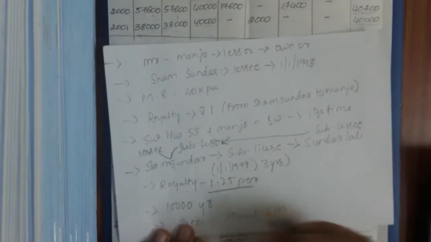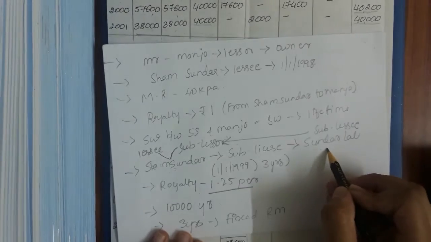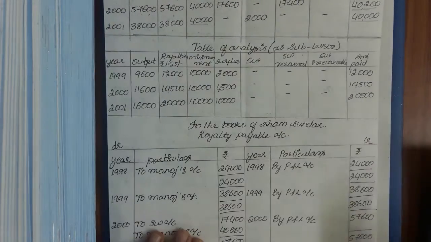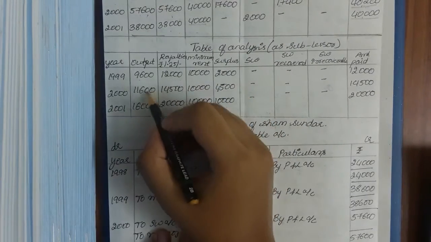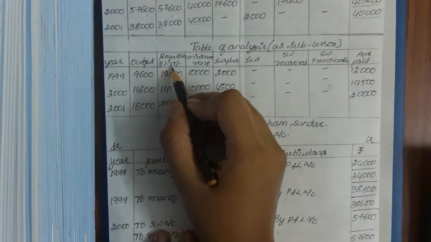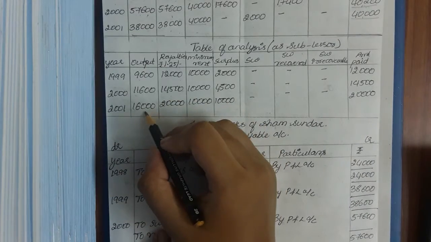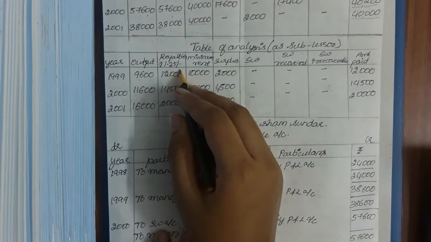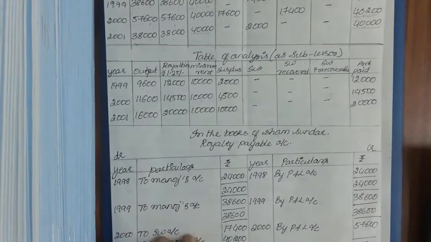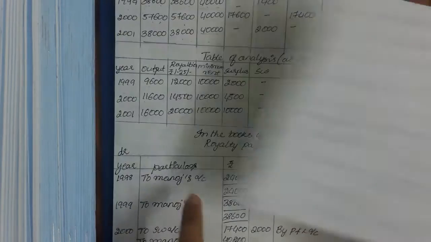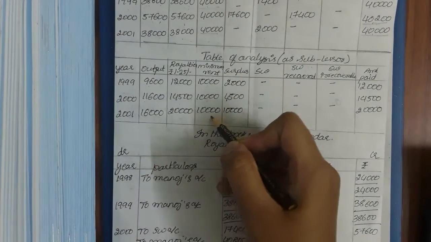Next, what is the royalty between Shyam Sundar and Sundarlal? It is 1.25 per year. So 9,600 into 1.25 is 12,000, 11,600 multiplied by 1.25 is 14,500, 16,000 multiplied by 1.25 is 20,000. Done. Understood with royalty. Minimum rent. What is the minimum rent between Shyam Sundar and Sundarlal? 10,000 per annum. So 10,000 is the minimum rent.